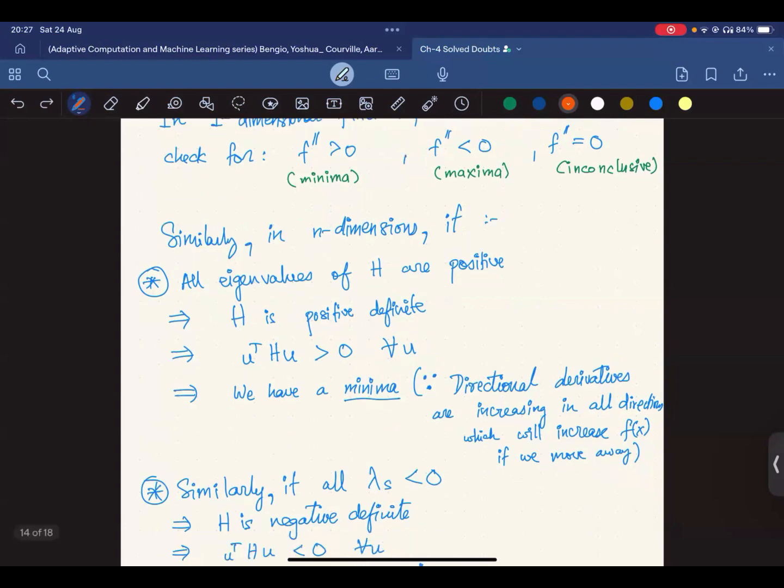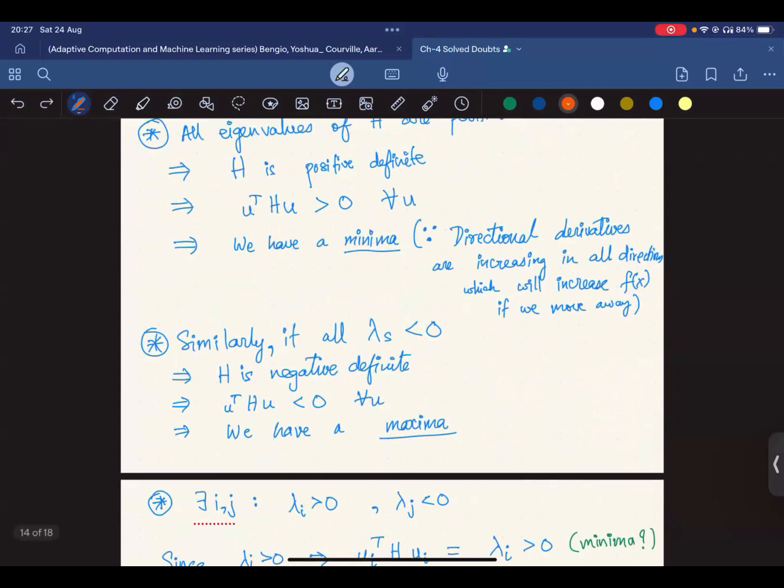Similarly, if all eigenvalues are negative, that is H is negative definite, we have a maximum, because in all directions the second order directional derivative is less than 0.